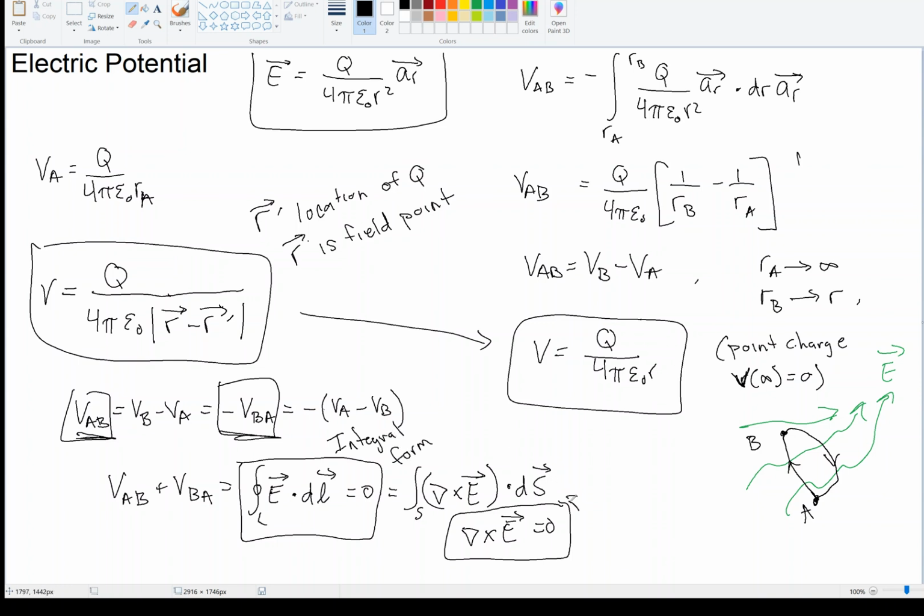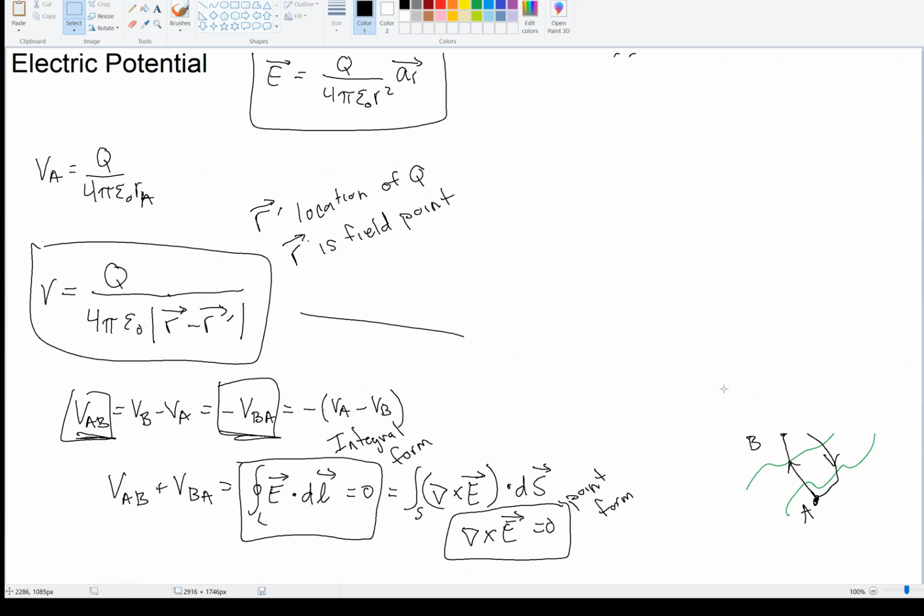This is what's called the point form. Point form. So that's the second of our Maxwell's equations. Interesting. So let's think of some of the consequences of this equation. And let's apply it to circuits.